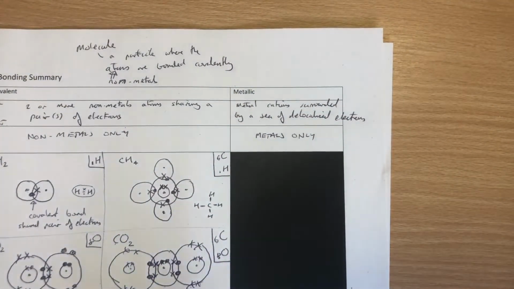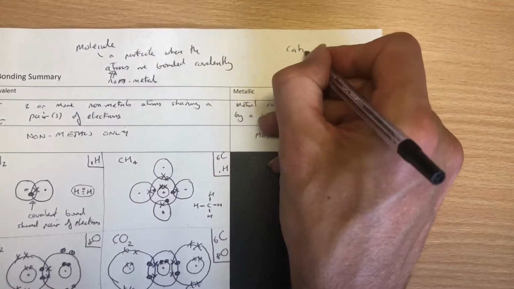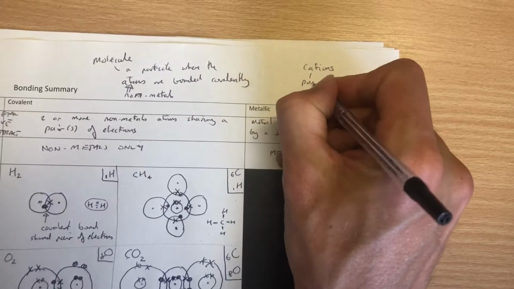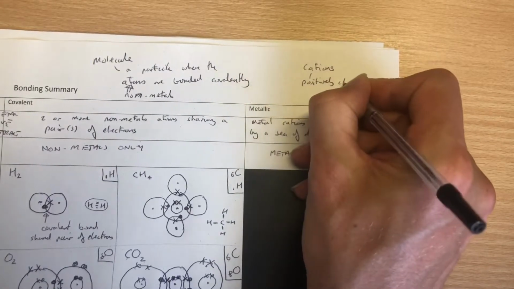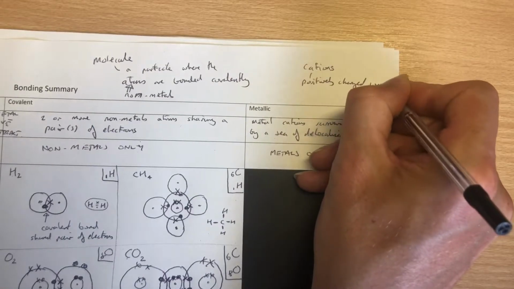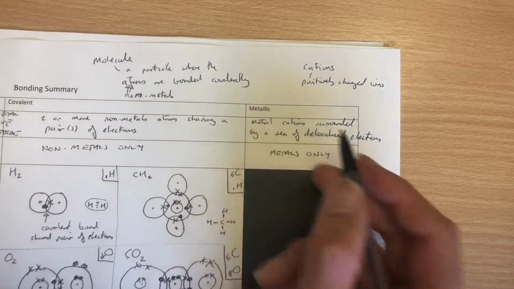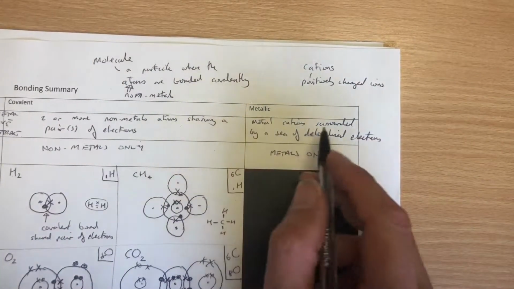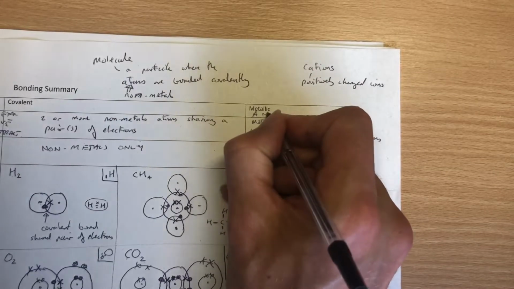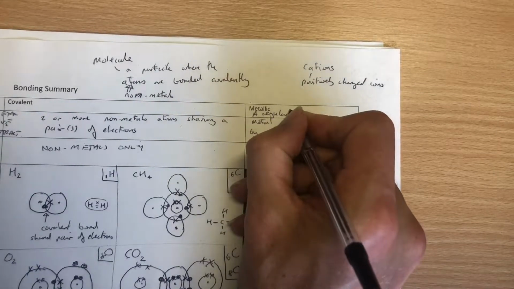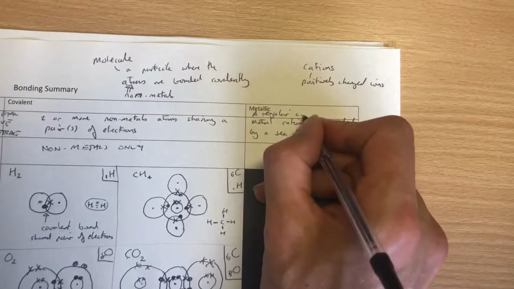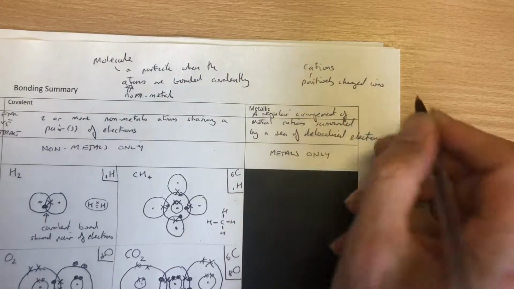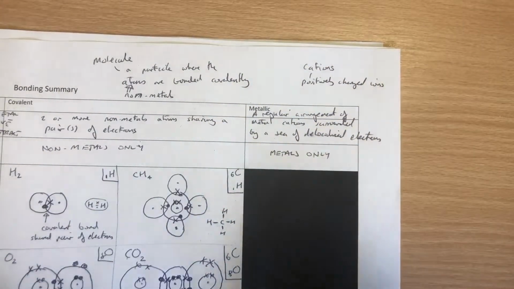Okay, so cations. Cations are positively charged ions. Let's put that one up there. Ions. Let's put that there. Positively charged ions. Okay, and these metal cations are regularly arranged. By that I mean a neat and tidy arrangement. So let's put that at the top there. A regular. I should have put that in at the start really. A regular arrangement of metal cations surrounded by a sea of delocalized electrons.